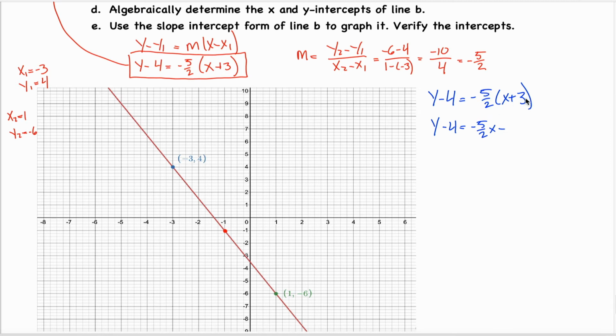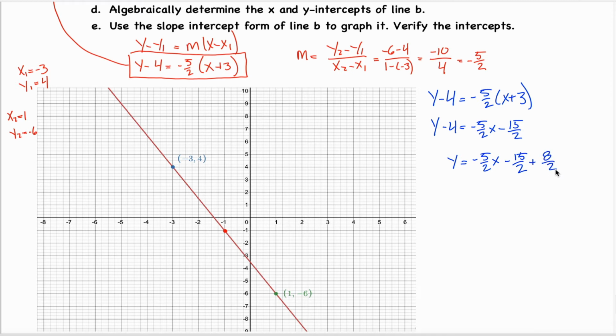And then 5/2 times 3, if you think about this, 3 is 3 over 1. 5 over 2 times 3 over 1 is the same as 15 over 2. I'm not quite done. Now I need to add 4 to both sides of the equation. So I get y equals -5/2 x minus 15/2 plus 4. But maybe instead of writing plus 4, I'll write plus 8 over 2.